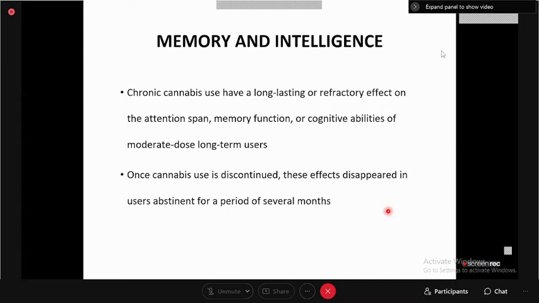In a large proportion of the users, once cannabis use is discontinued, these effects disappear over several months.